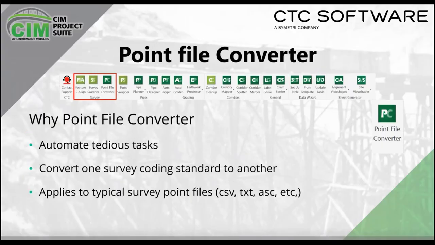So what does it really do? It automates those tedious tasks of having to pore through a survey field code list, find the errors, and convert them into your standard point file coding that will match your description key sets, your figure databases, and so on. We can convert one survey coding standard to another, and we can apply it to typical survey point files such as a CSV, a TXT, an ASC, etc.